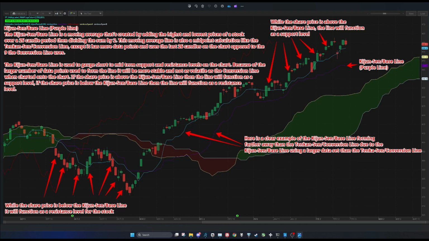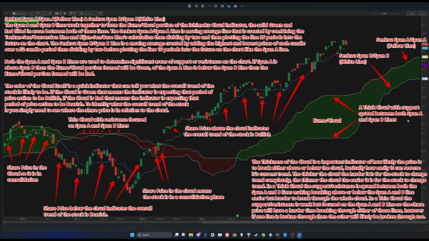So the next 2 lines we're going to be going over are the Senkou Span A and Senkou Span B. The Senkou Span A and Senkou Span B lines work together to form the Kumo portion of the cloud, which is going to be this green fill-in and this red fill-in area of the cloud. So the Senkou Span A line is going to be the top line of the cloud when the cloud is green, and it's going to be the bottom line of the cloud when the cloud is red. So whether or not it's on the top or bottom has no real significance. That only affects the color of the cloud.